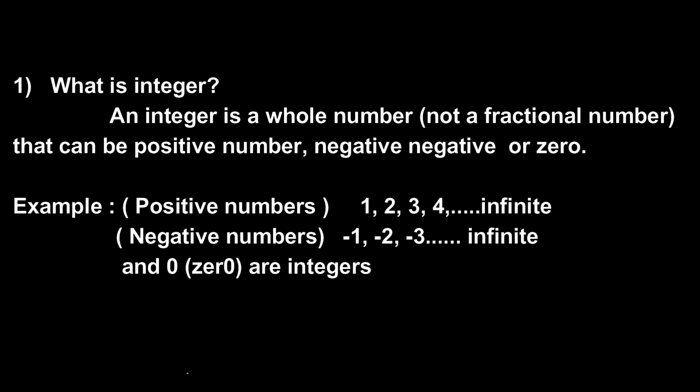So the first topic, what is an integer? An integer is a whole number that can be a positive number, a negative number or 0. Examples: positive numbers consist of 1, 2, 3, 4, 5 and go up to infinity. Negative numbers are minus 1, minus 2, minus 3 and so on up to infinity. Infinite means there is no end to the numbers. And also 0 is included in integers.